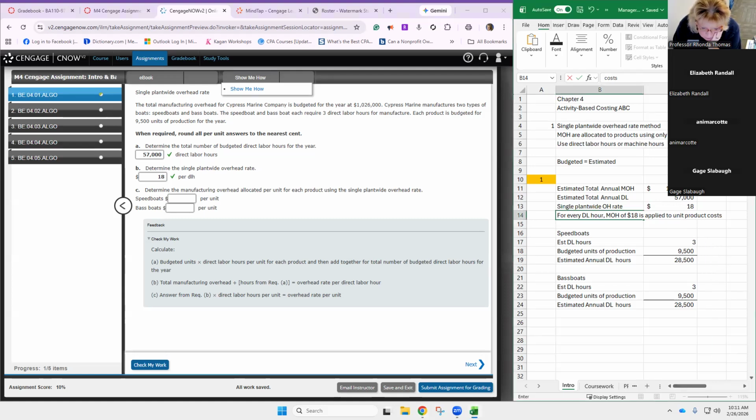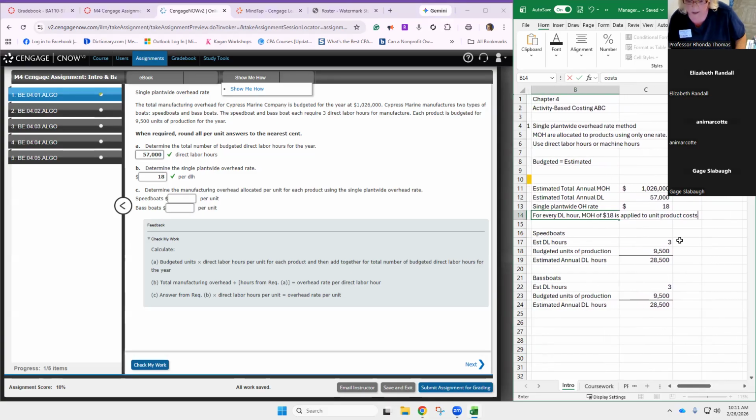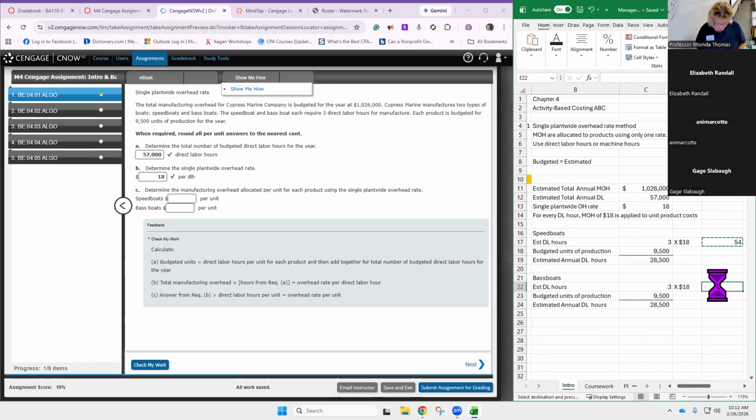I'm going to scoot this over just a little bit and put it to the side here. We're going to take these 3 hours times $18. We'll do the same for here. 3 times 18 is 54. That's the amount of overhead that we're going to apply to each unit, and that's in dollars.